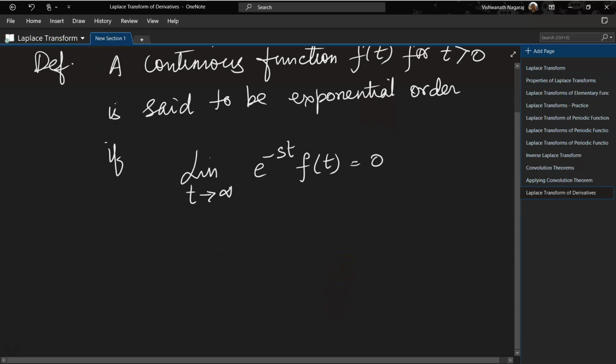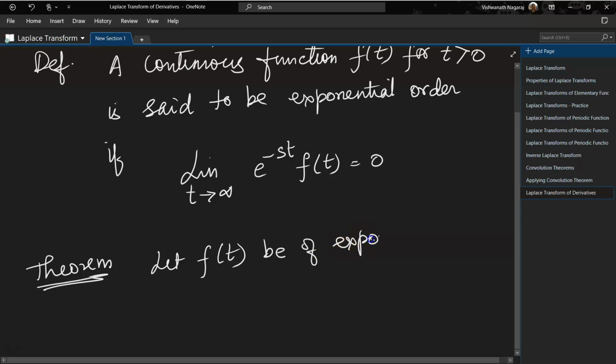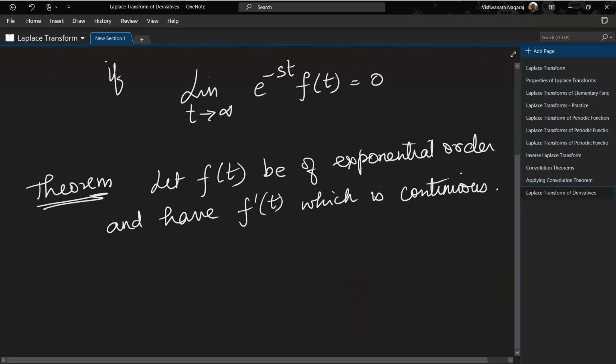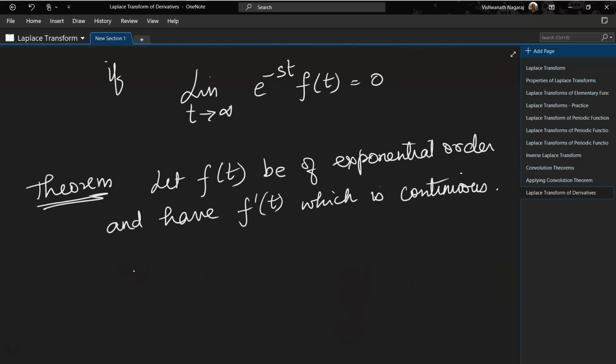Let's look at Laplace transform of derivatives through theorems. So theorem 1: let f of t be of exponential order and have f prime of t, which is the first derivative, which is continuous. So f of t has a derivative and that derivative is also continuous.